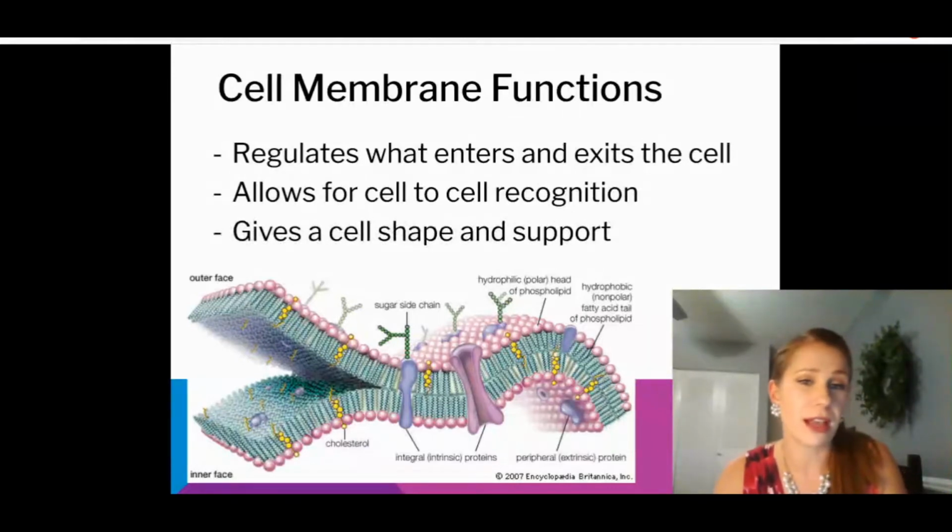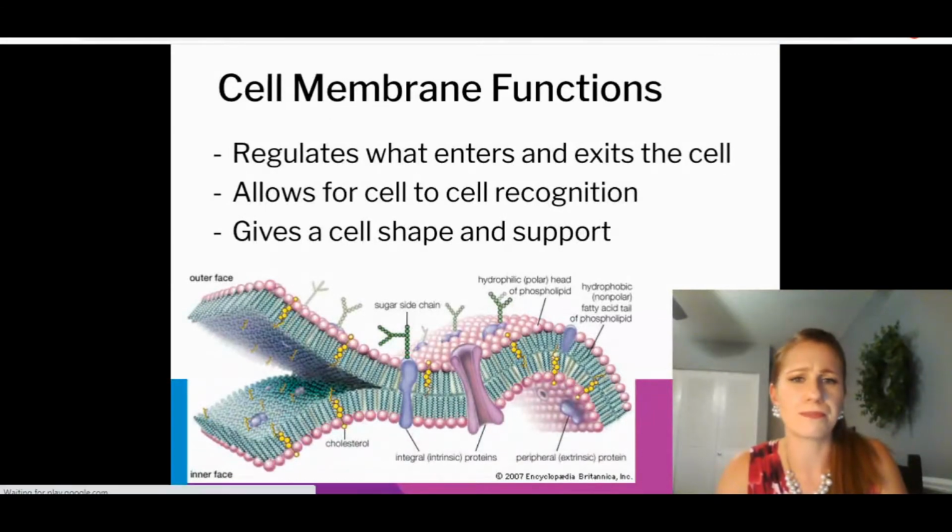It also gives a cell its shape and support. That is one of the biggest functions. Without a cell membrane, your cell doesn't really have a boundary. There's nowhere for the cytoplasm to hold your cell together. You need that external barrier to keep your cell intact. And that's probably one of the most important functions of the cell membrane.